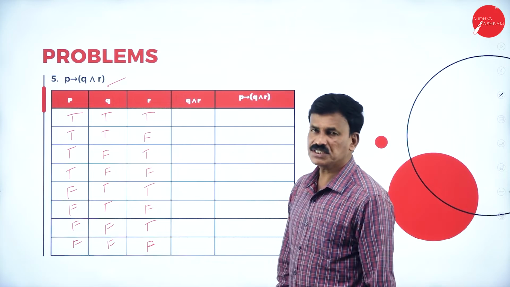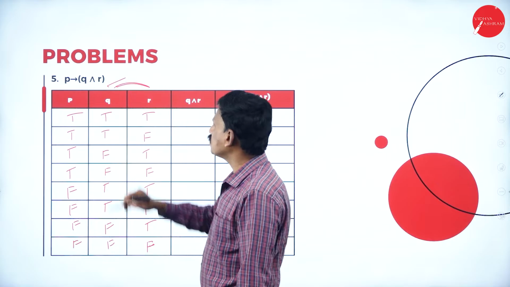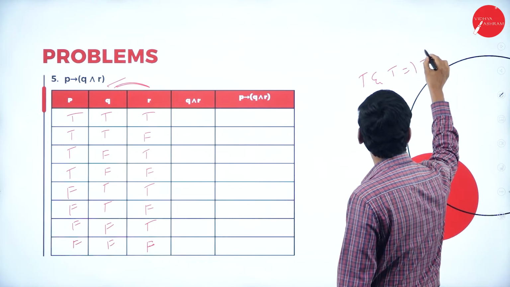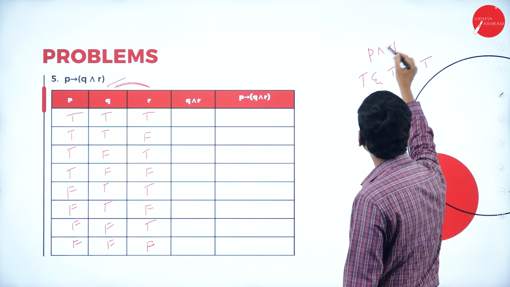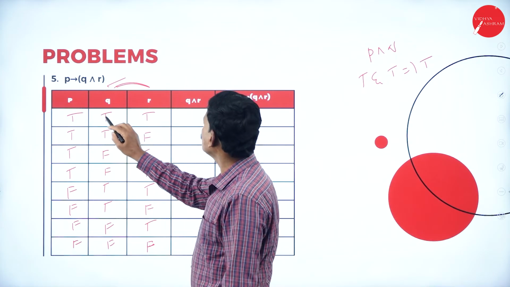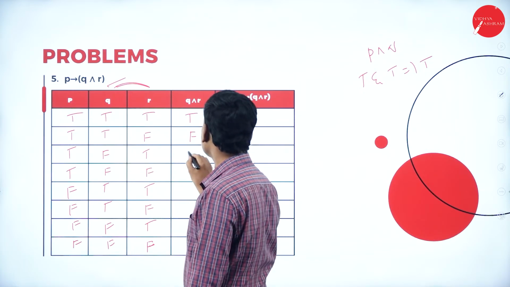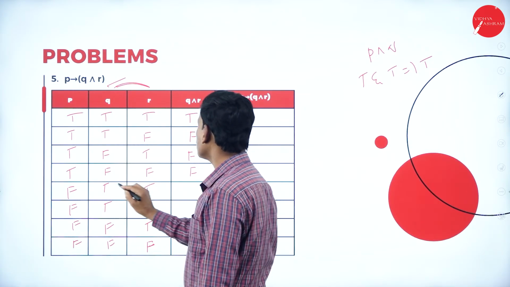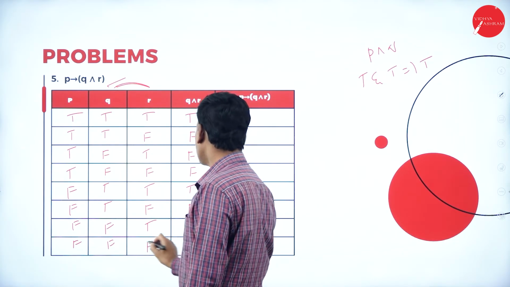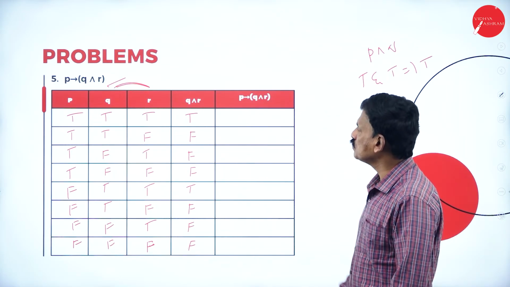Now the conjunction of Q and R. Conjunction means true and true is true, and in other cases it is false. So for Q and R: true and true is true, false and true is false, false and true is false, false and false is false, true and true is true, true and false is false, false and true is false, false and false is also false. This is the conjunction for Q and R.